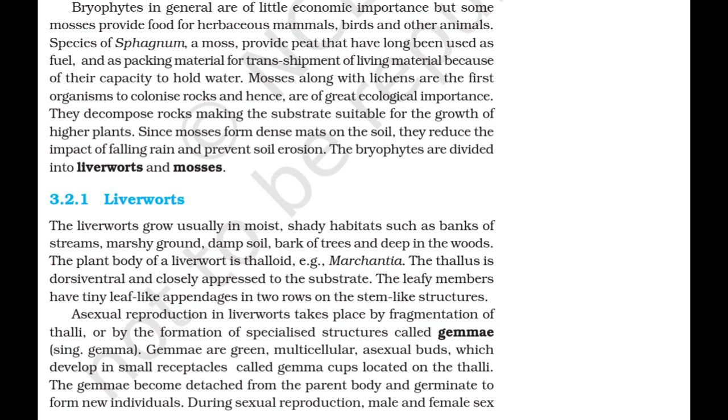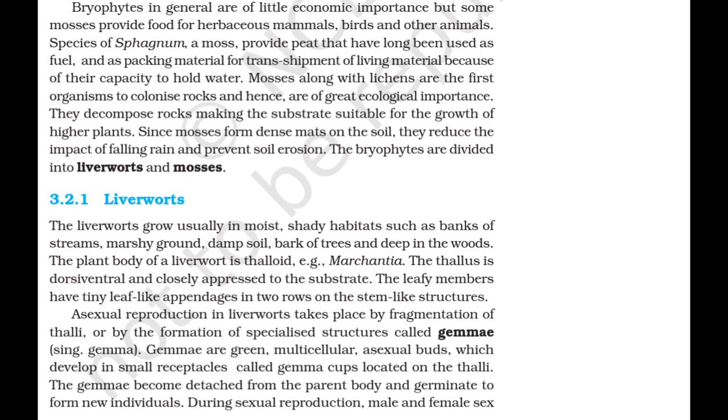The plant of the liverworts is thalloid, for example Marchantia. The thallus is dorsiventral and closely appressed to the substrate. The leafy members have tiny leaf-like appendages in two rows on the stem-like structures.